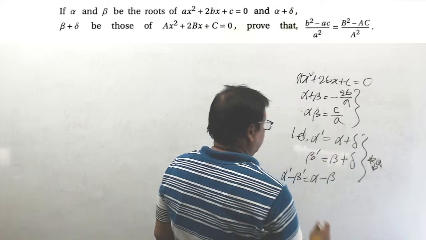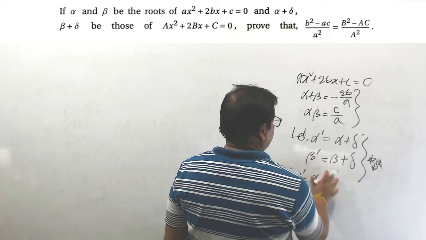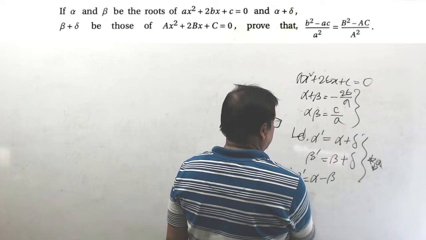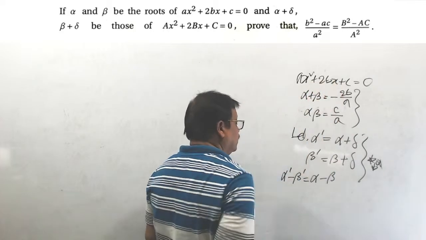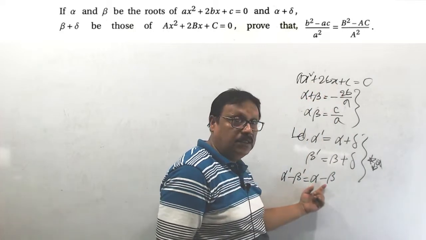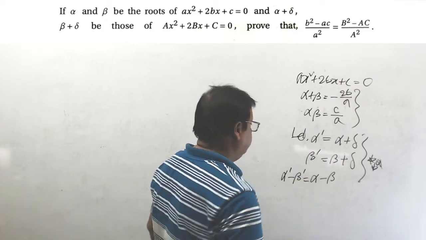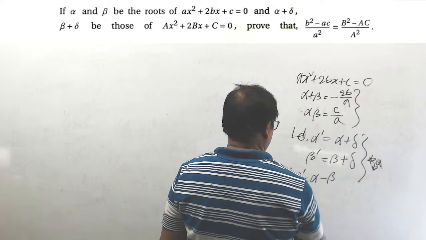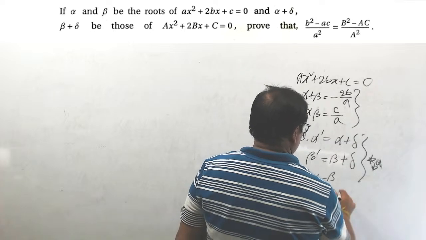Now, a good relation between the roots of the second equation and the roots of the first equation you got. But here is a minus sign. So how do you remove the minus sign? Squaring on both sides. Alpha dash minus beta dash whole square, alpha minus beta whole square.